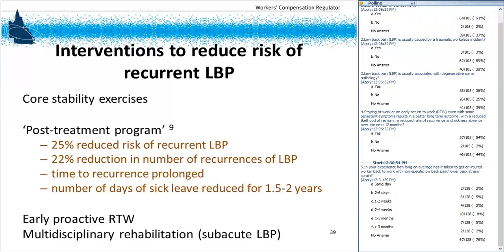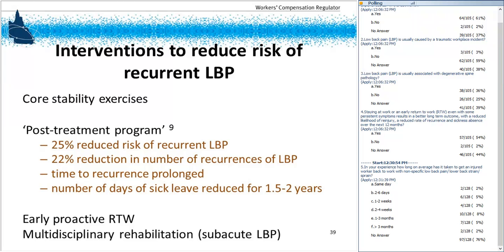It's probable that a maintenance program of core stabilizing muscle strengthening exercises can reduce the risk of recurrent low back pain. And a Cochrane review, which I've included as reference 9, basically looked at the effectiveness of what's known as post-treatment programs. And what they found was that such a program can reduce the risk of recurrent low back pain by 25%. There was a 22% reduction in the number of recurrences of low back pain. The time to recurrence was prolonged, and the number of days of sick leave was reduced over about 2 years.